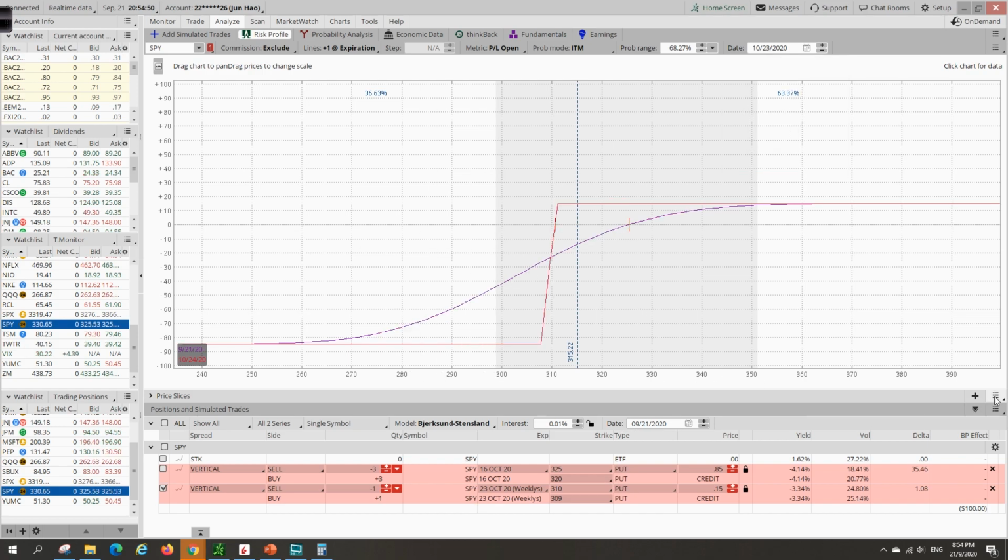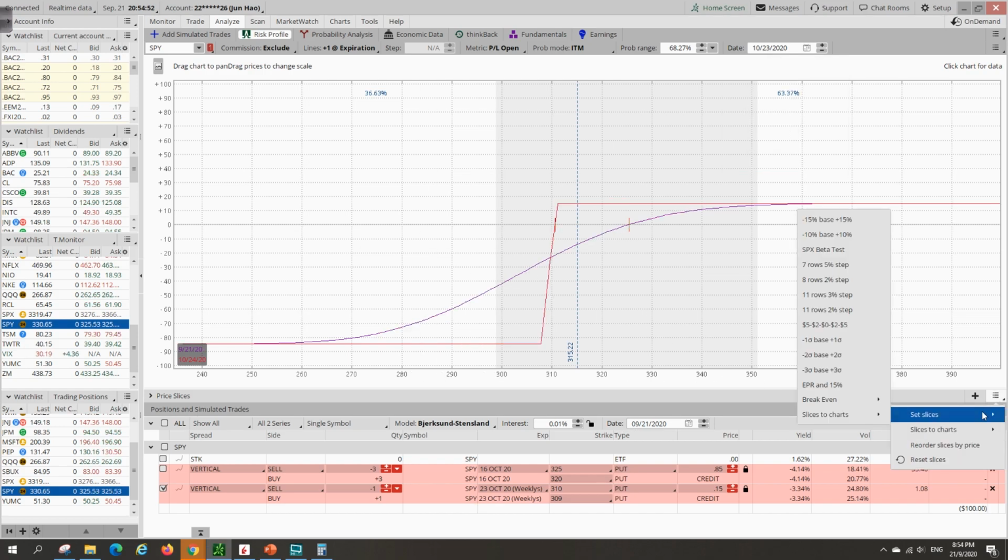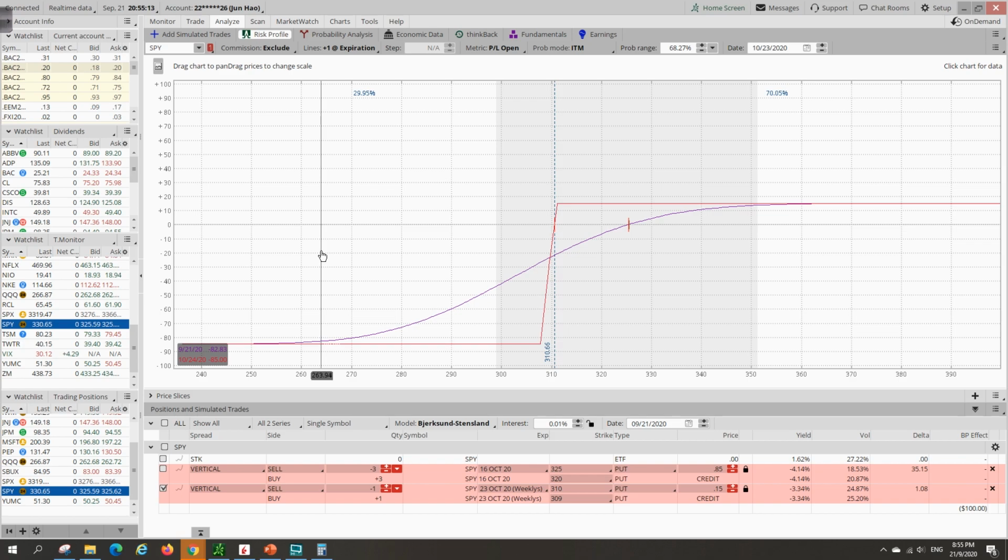Once you have done that, go over to this drop box over here, set slices, break even, and set it to the expiration date. If you mouse over to the extreme left on the chart, you can see that it displays negative $85, and this will be your max loss at expiration. If you are trading with a conservative mindset, there is nothing wrong with that. $85 is well below your allowed max risk per trade, which is $100.